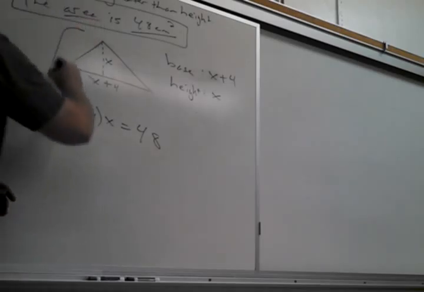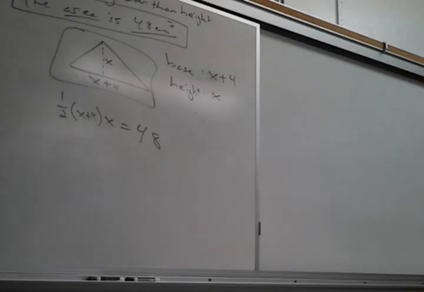Once you've labeled the triangle and you know what the area of any triangle is, you can write what the area of that specific triangle is. 1/2 the base times the height. And what is that supposed to be? 48. So I set it equal to 48.